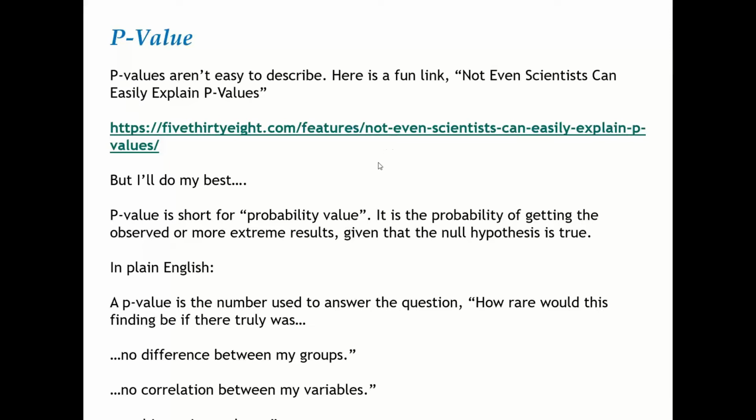And the p-value is a probability. What it basically is, in English, is the probability of getting what we see with our sample or more extreme results, given that our null hypothesis is true. So how rare would this finding be? Because it is a probability. A lot of studies set a p-value threshold at 0.05, and we're just going to go with that today. But the threshold is very arbitrary. You could set it to whatever you want.